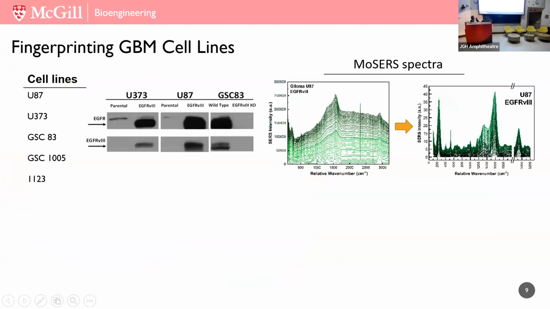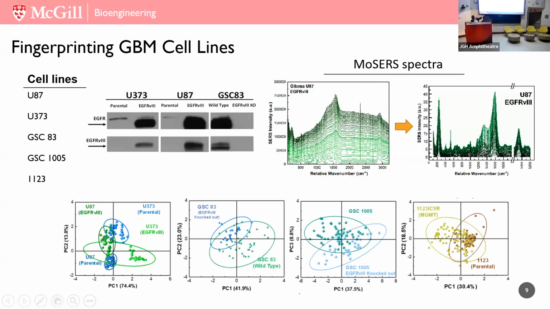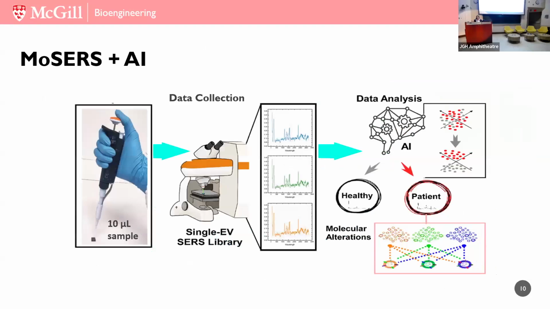So again, we work with a library of GBM cell lines, characterized cell lines. We collected all these spectral peaks that represent a single EV average. We did all this PCA analysis, which I now laugh at because it took us a couple of weeks to analyze. It was then that we thought, okay, let's bring machine learning in, which helps us do this data analysis in a more harmonized and accelerated way.